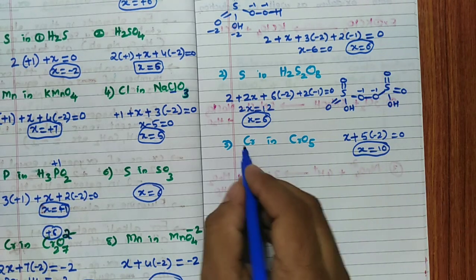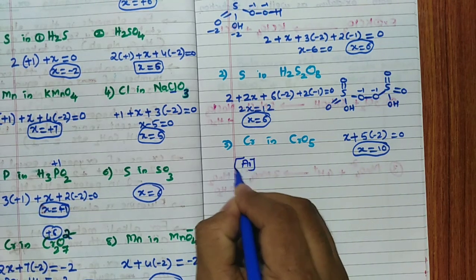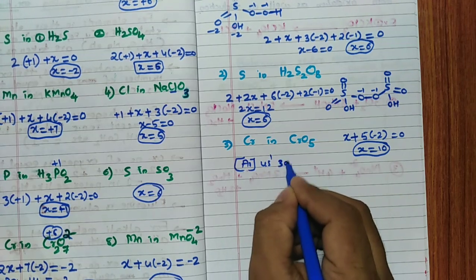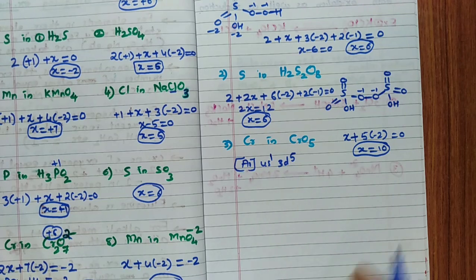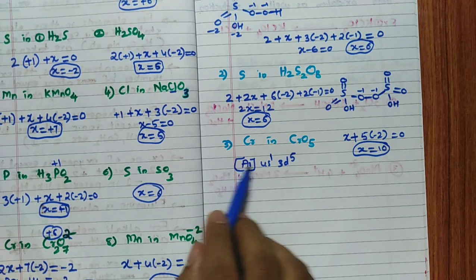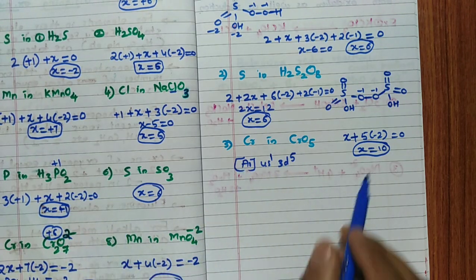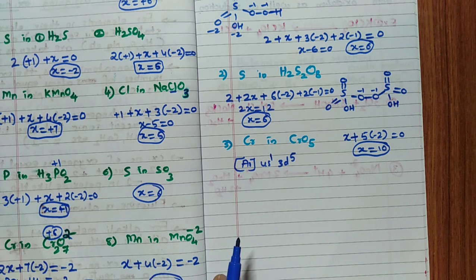Because the chromium configuration, you see, after argon, is 4s1, 3d5, total only 6 electrons we have. After argon, we have only 6 electrons. Then how is 10 possible? You cannot remove 10 electrons. Hence, something is wrong. Then what you have to do? You have to know the structure.